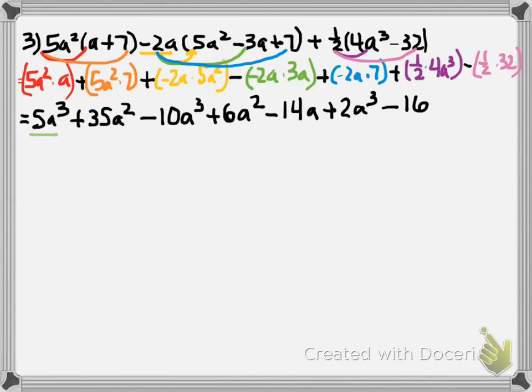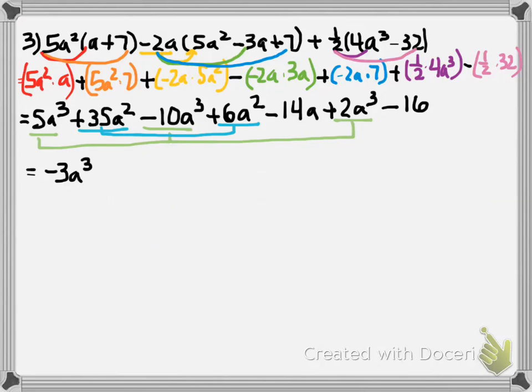And I have 5a cubed, negative 10a cubed, and 2a cubed. So 5 take away 10 is negative 5. Negative 5 plus 2 gives me a grand total of negative 3a cubed. Okay, and let's look at, I have 35a squared, I have 6a squared, and that looks to be about it. So their signs are the same, so I'm going to add, and they're going to be positive, and I get 41a squared.